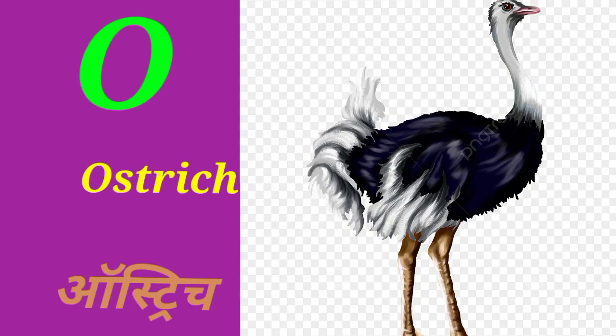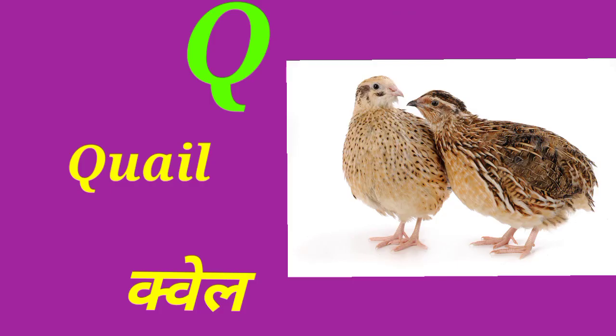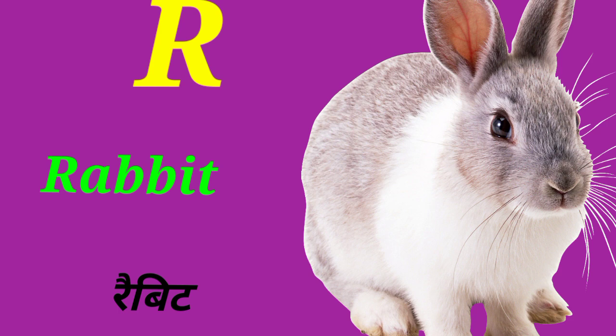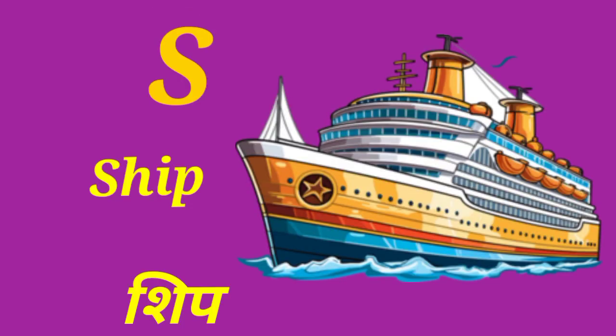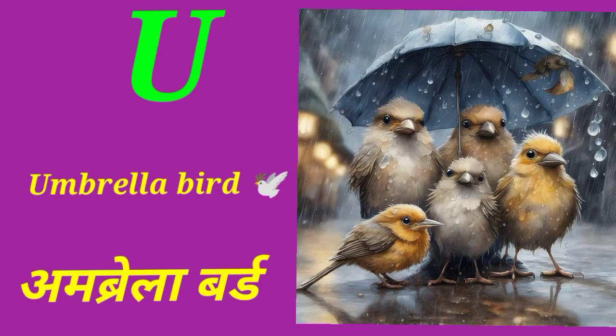O is for ostrich, P is for parrot, Q is for quail, R is for rabbit, S is for sheep, T is for tiger, U is for umbrella bird.